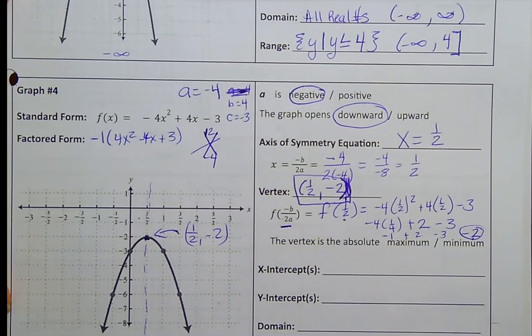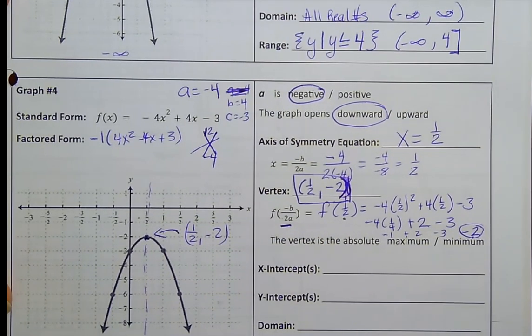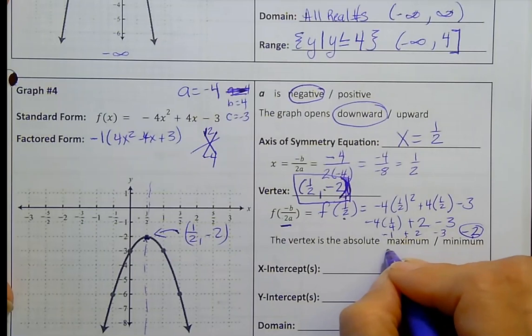Okay, so hopefully by now you believe me that we can find the vertex by looking at the graph, or we can find the vertex by calculating it. This is opening downward, therefore my vertex is the highest point I could possibly have, so it is a maximum.